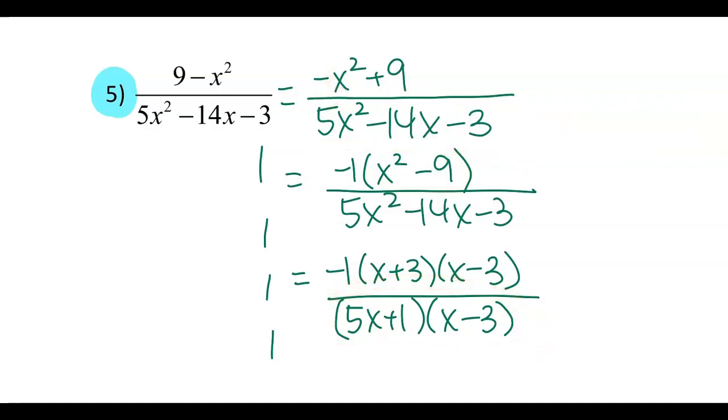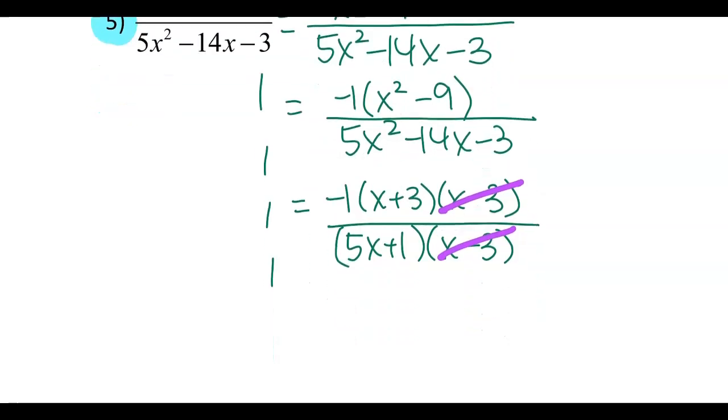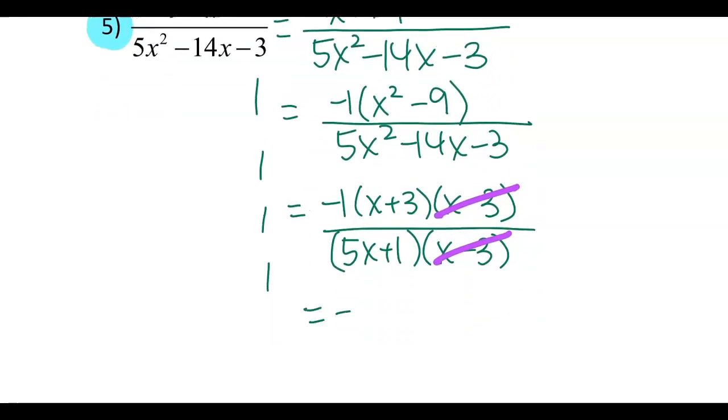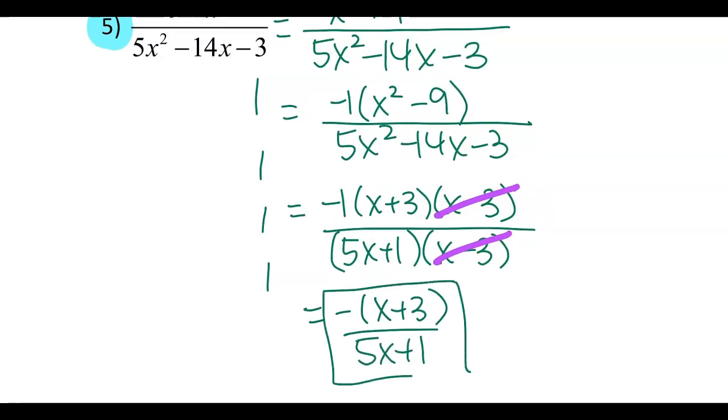From here, Elizabeth, what canceled? X minus 3. Those are gone. So I'm just going to write my final answer as, I'm going to scroll this down. We're going to make this negative x plus 3 over 5x plus 1. That should be your answer. That negative, please don't lose it. I saw some people last class period forget that negative from the first step down to the second. So be careful with that negative.